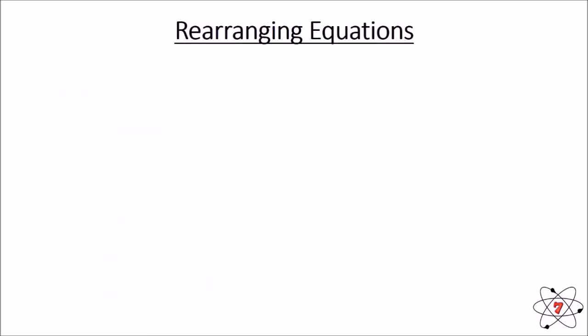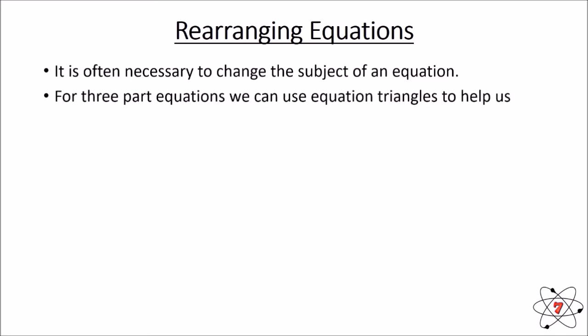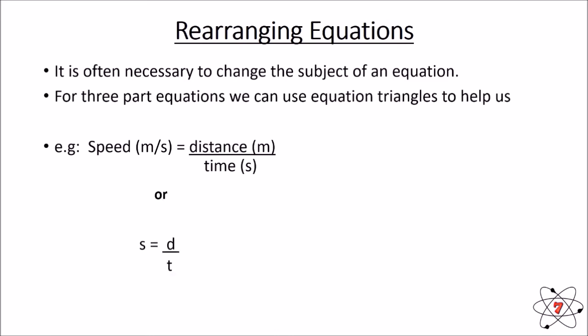Perhaps the most important math skill you're going to come across in science is how to rearrange an equation. We quite often need to change an equation so that we have a different subject. We're generally only going to be looking at 3-part equations at the moment, and we can use a triangle to help us. So, let's take an equation from physics. Speed equals distance divided by time. Just note I've also included units here because it's really good practice to include units. I can also write this as S equals D divided by T.